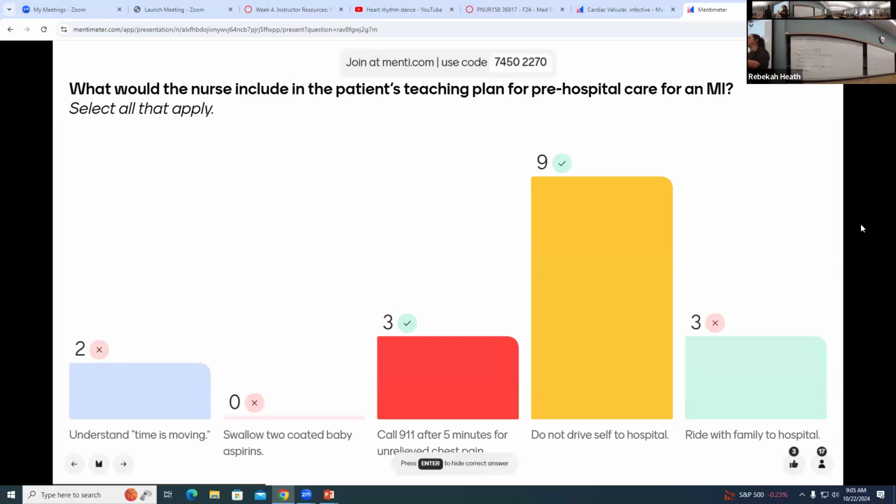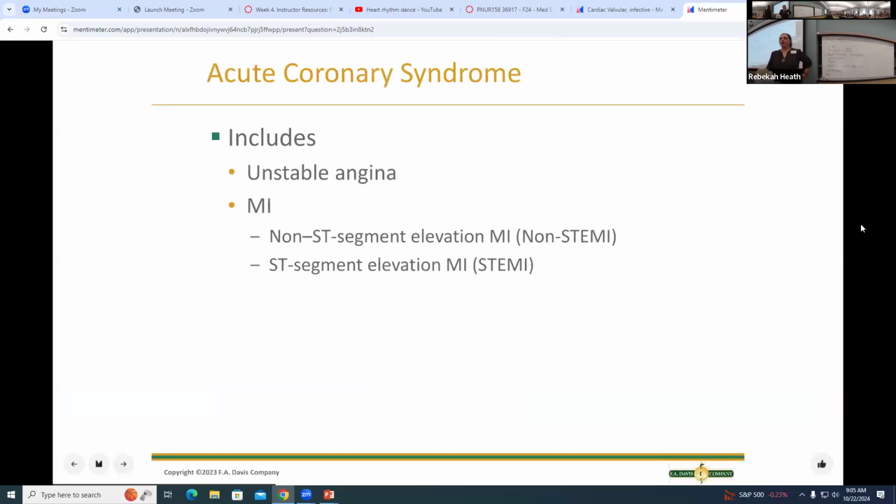And typically we do 325 milligrams of aspirin. Two 81 milligram aspirin is 162 milligrams of aspirin. So it's not enough for the typical dose we would give. Why would we not want to ride with a family member?